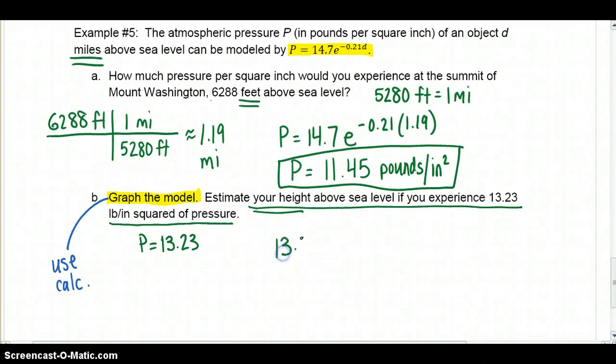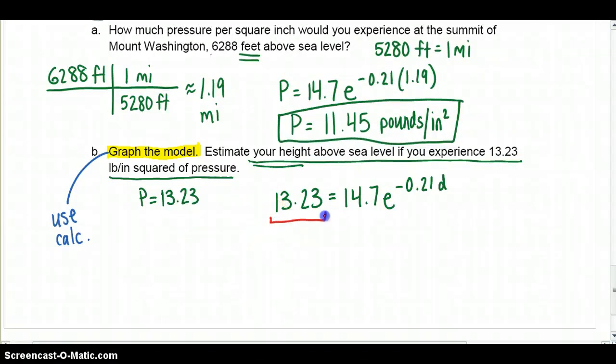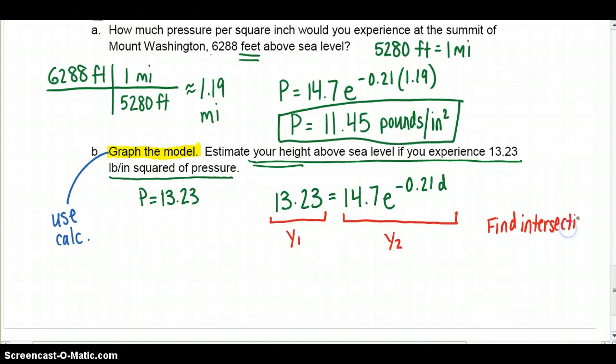So 13.23 equals 14.7 e to the negative 0.21 d. Now, this should look a little familiar because in the first couple of videos, we did a few problems like this, and remember, we talked about how we don't have enough tools yet to solve this equation by hand. So, in order to solve this, we're going to use our calculator, and we're going to type this into y1, and this other side into y2, and then we're going to find that intersection point. Alright, and you can always solve equations like this. Usually it's just a little faster to do it by hand. But since we can't do this one by hand, we'll have to use the calculator.